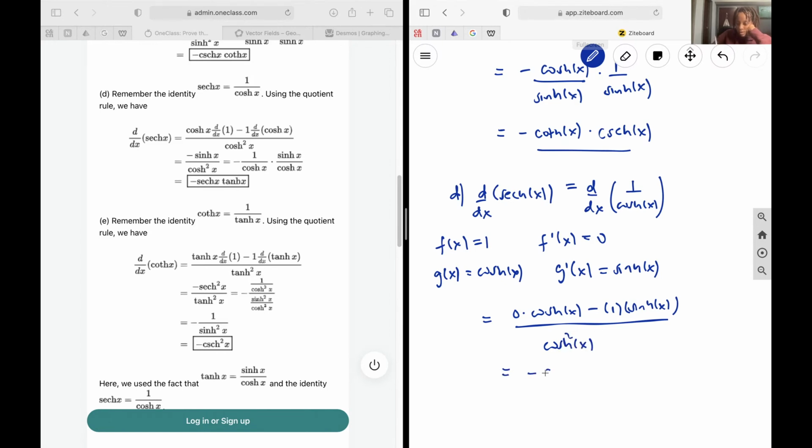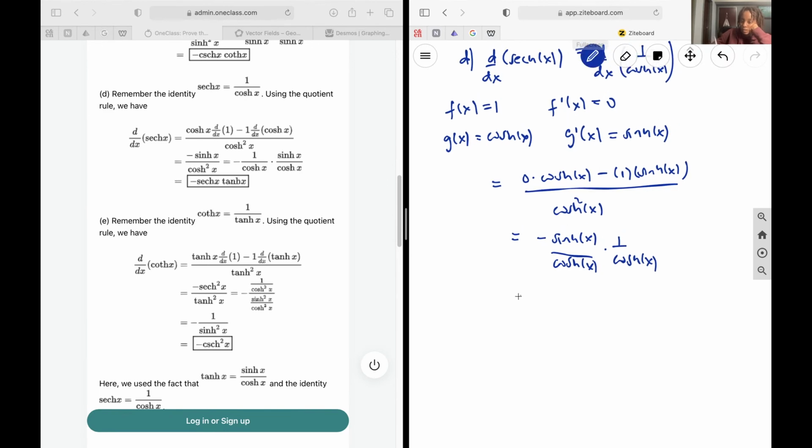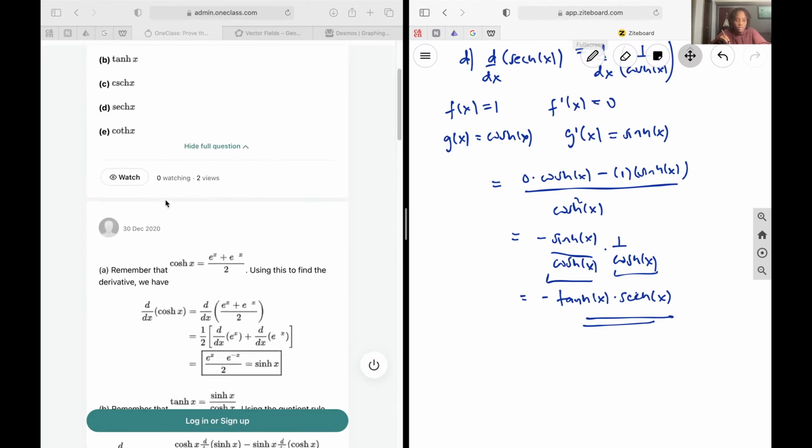And this will give me negative sinh x over cosh x multiplied by 1 over cosh x. And this will give me negative tanh x multiplied by sech x. And that's going to be my final answer, because this is sech and this is tanh. And then next up, I think it is coth.